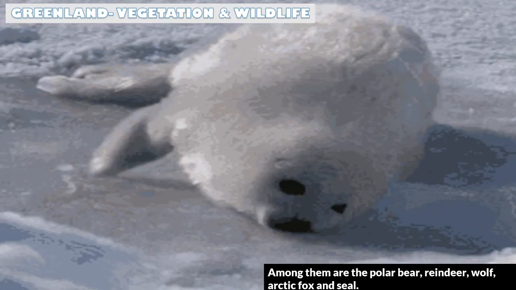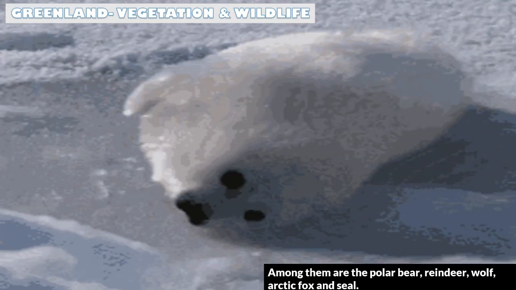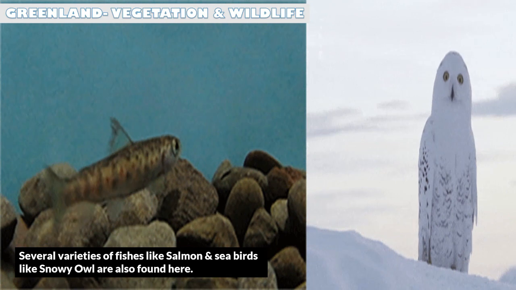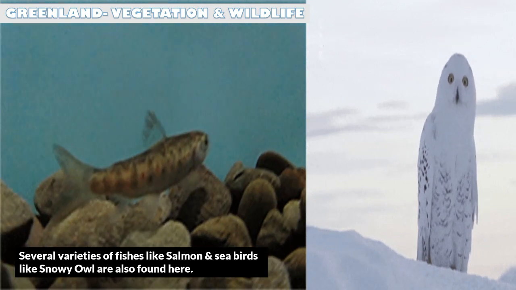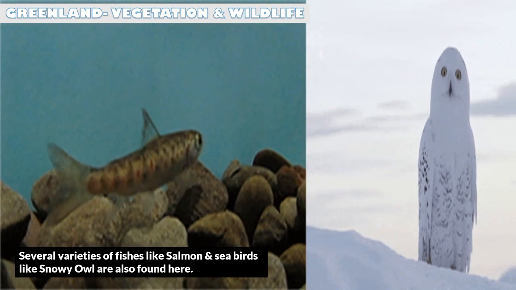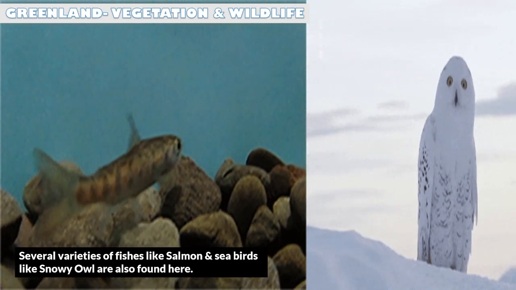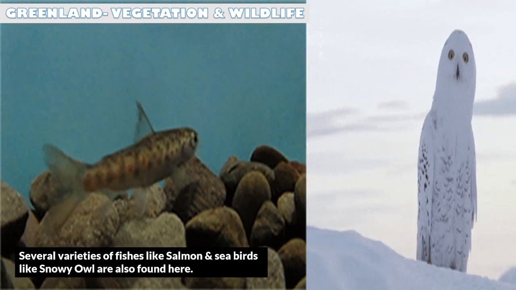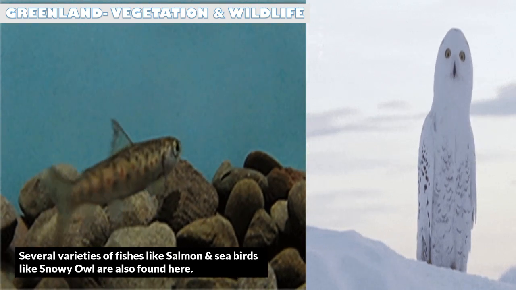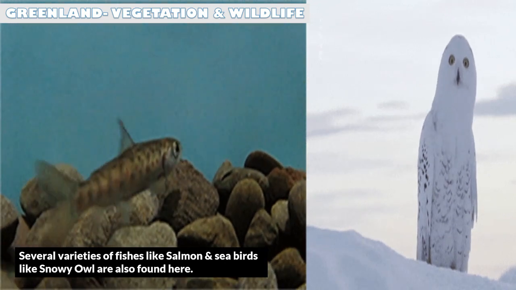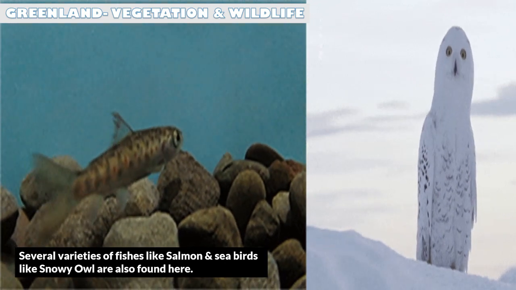Other than the wildlife, we can also find several varieties of fishes like salmon and seabirds like snowy owl here in Greenland. So what we can see is that in Greenland we only find those animals that can withstand the extreme cold, and other than the wild animals, we also find several varieties of fishes and seabirds. Now comes the most interesting part.